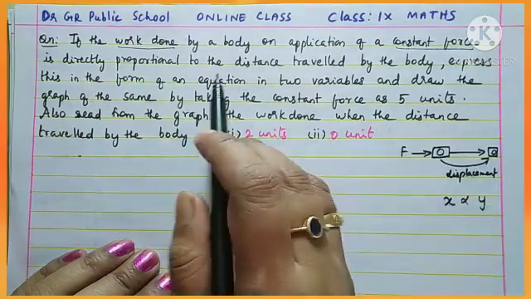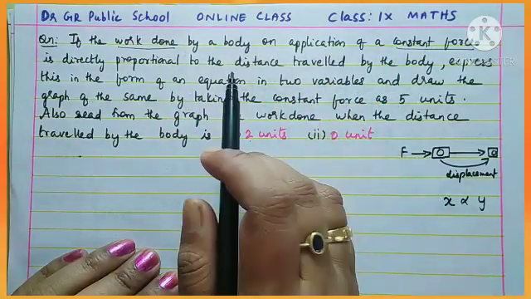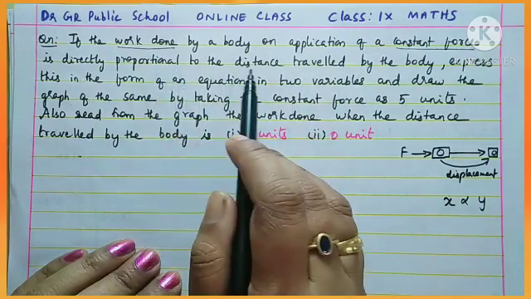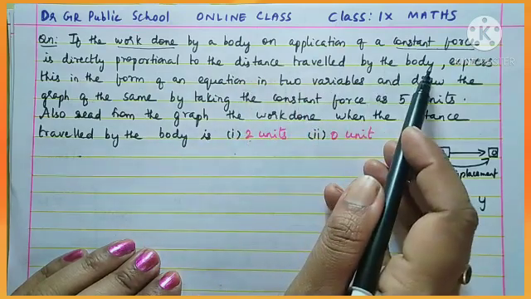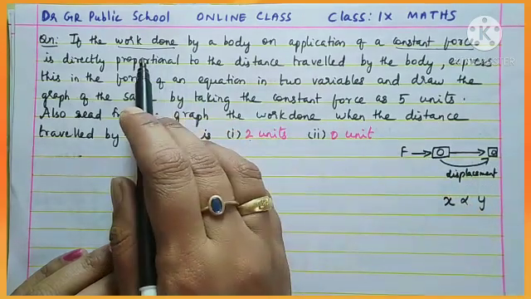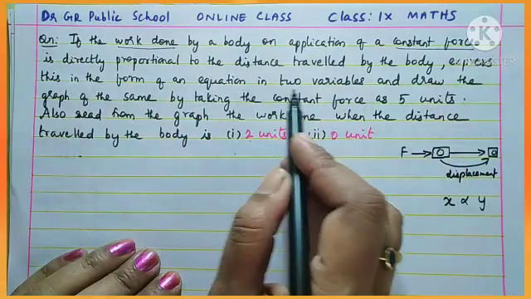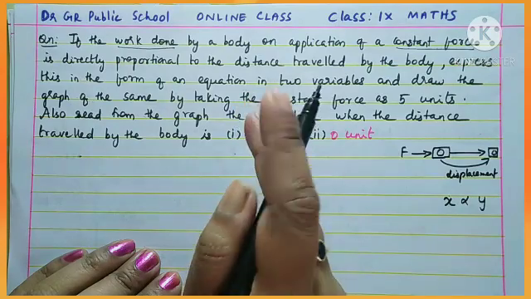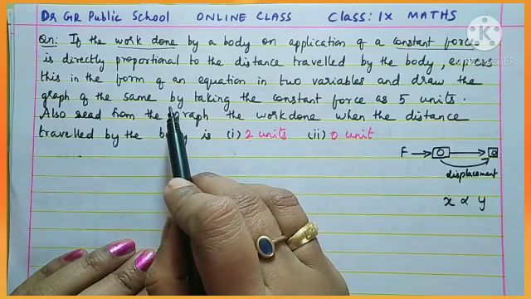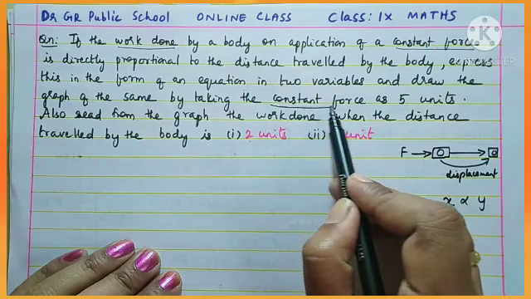Okay, so here what is told, work done by a body on application of a constant force. When force is applied, work is done, and that work done is directly proportional to what? The distance travelled by the body. So how much distance travelled by the body, it is directly proportional to the work done. So this one we want to express in the form of an equation in two variables. Okay, so we want to take the two variables and represent it as an equation and draw the graph of the same. Like previous problem, we want to draw the graph also by taking the constant force as 5 units.